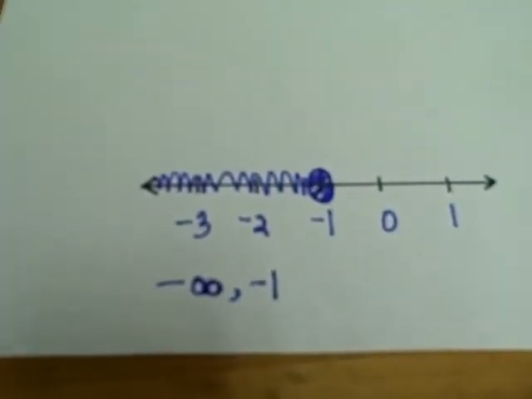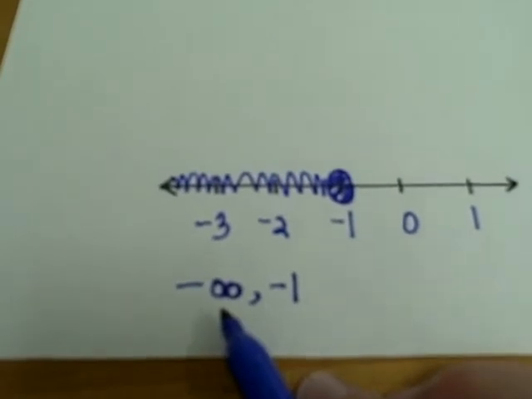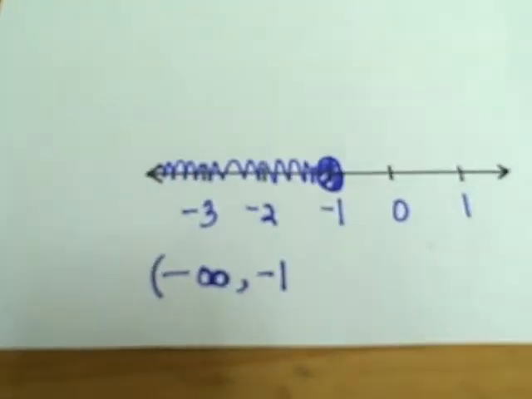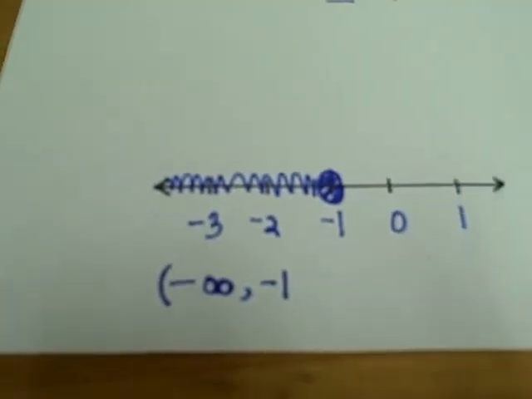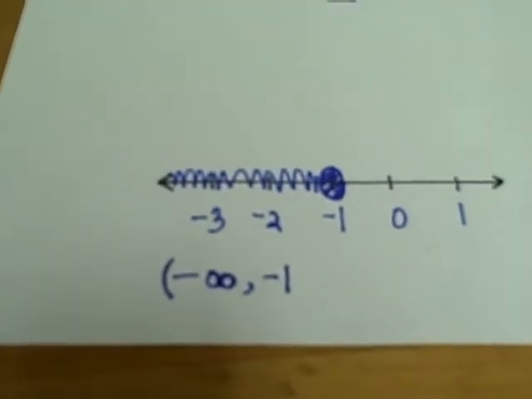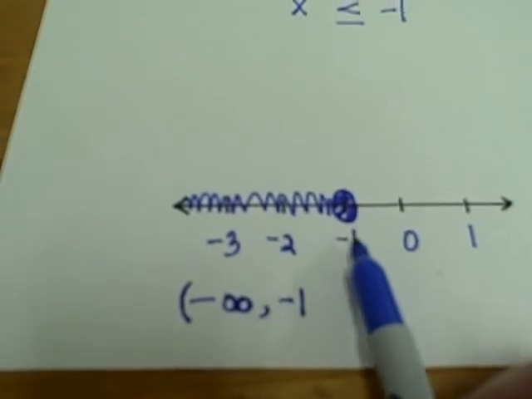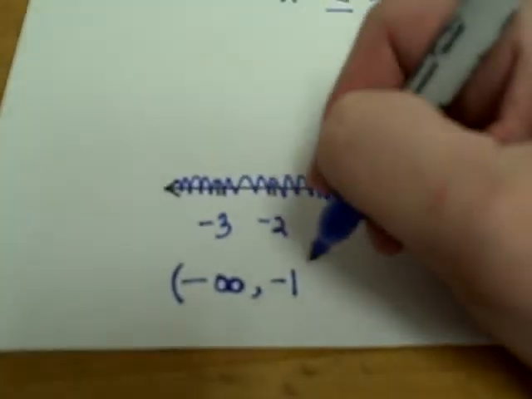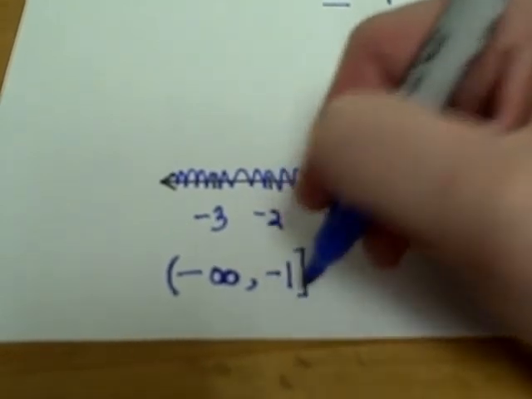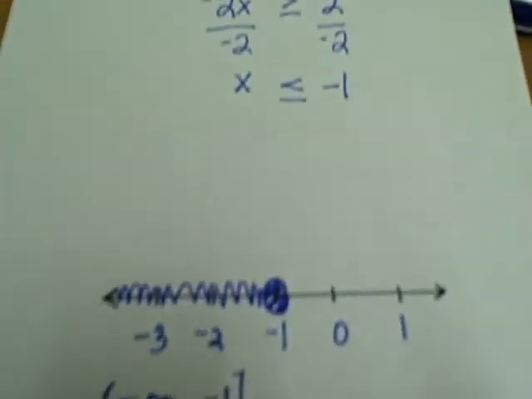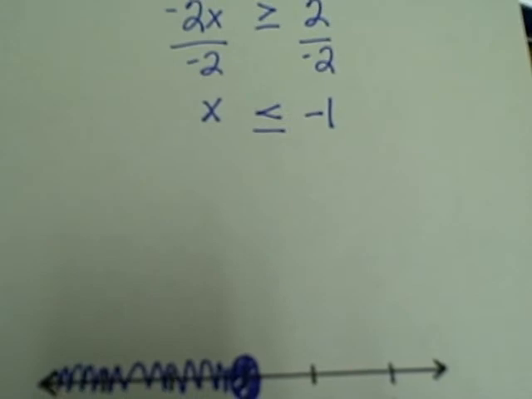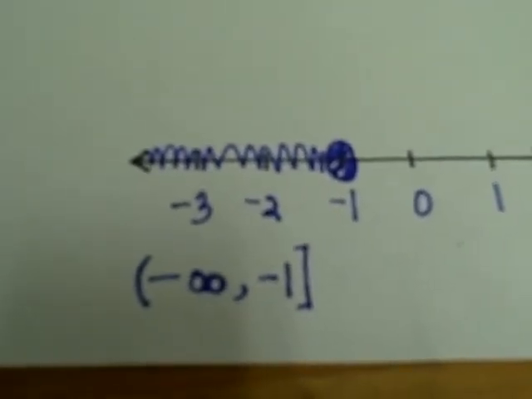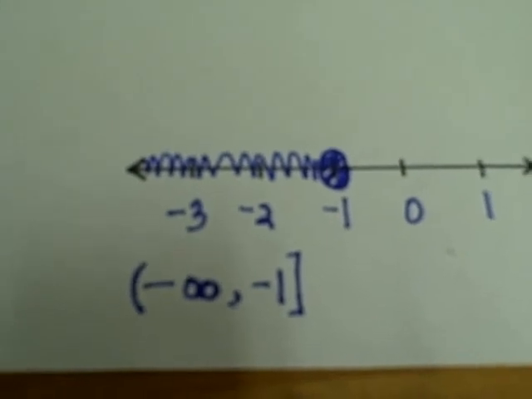But we've got to be careful for notation here. Infinities, or negative infinity, always gets a parenthesis, meaning that it is not included, because we can't actually reach negative infinity. Negative 1, on the other hand, should be included as part of the solution set, and we use a bracket to denote that. So the solution, x is less than or equal to negative 1, will graph, and we can write the interval notation to represent the solution set as well.